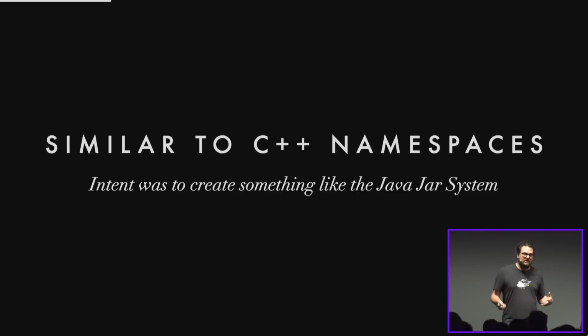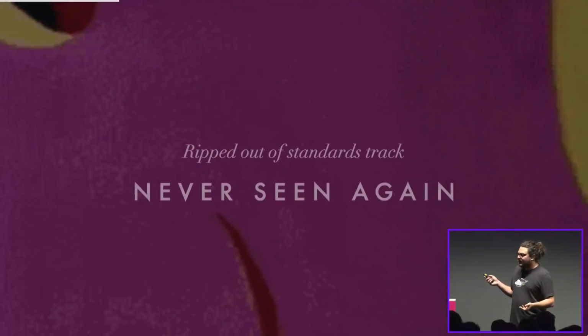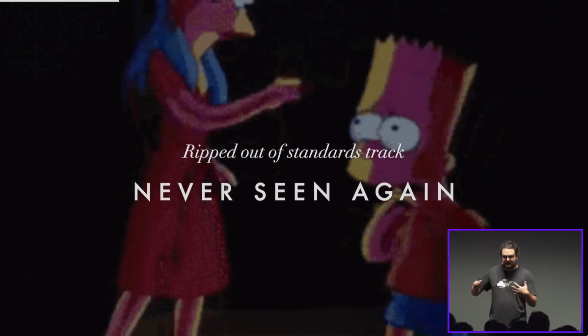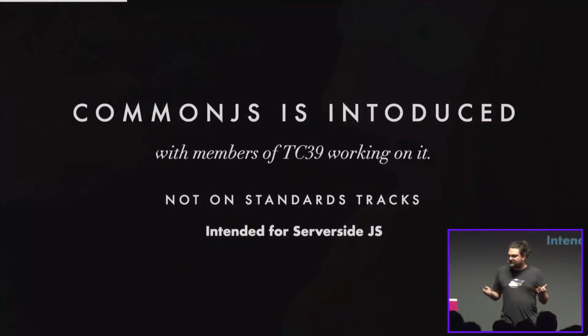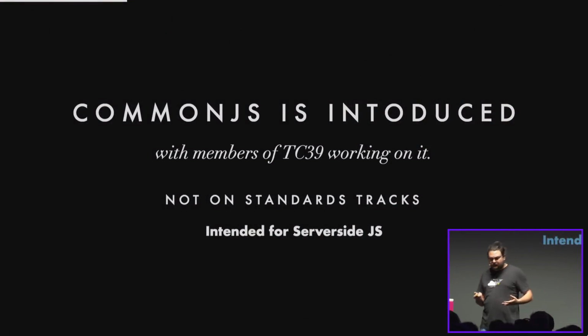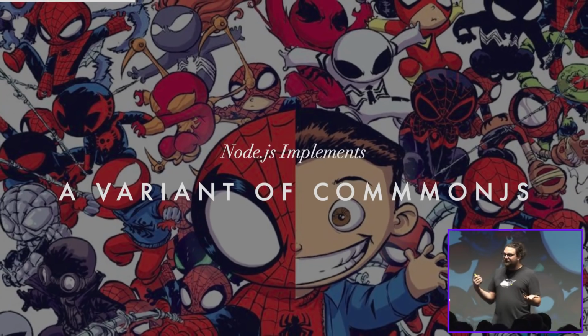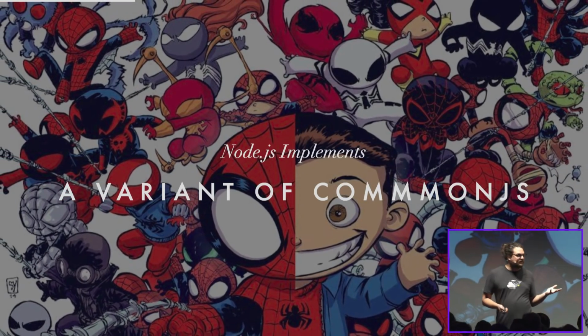For those of you who don't know, the joke I just made was that ES4 never shipped. We went straight to ES5 from ES3. It was ripped out of the standards track, and it was never seen again. All these ES4 features kind of just vanished. CommonJS was then introduced. Members of TC39 worked on it, but it was never standardized. It was intended primarily for server-side JS, and we'll get into in a minute why this is specifically for servers and doesn't really scale to the web. And Node.js implemented a variant of the CommonJS spec.